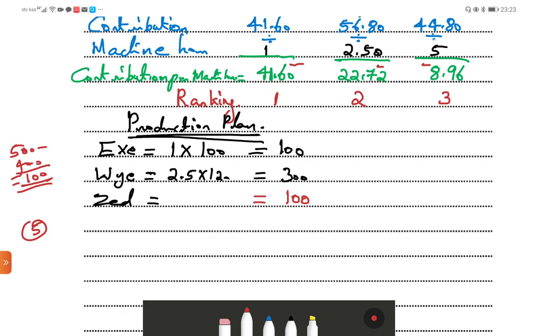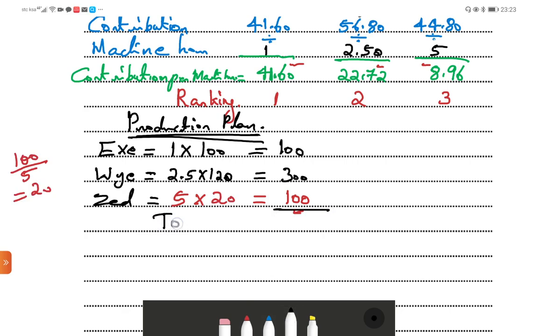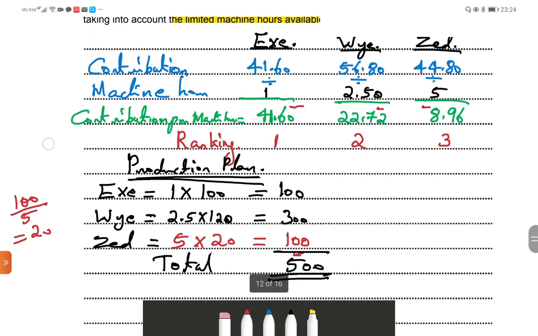So to produce product Z, how many machine hours required per unit? 5 machine hours required. How many can we produce? The balance machine hours is 100. So 100 divided by 5 is equal to 20. We can produce 20 units. So by using 500 we can produce X complete product, Y complete product, but Z only 20.